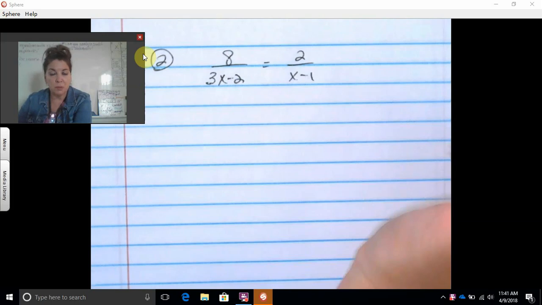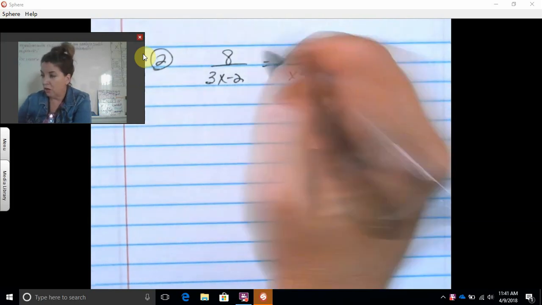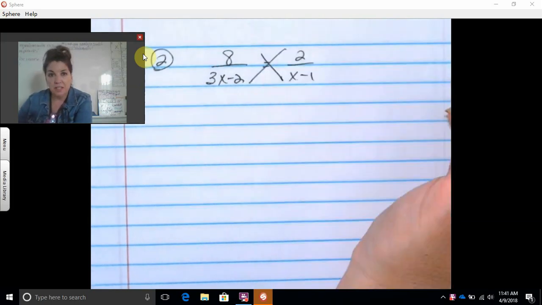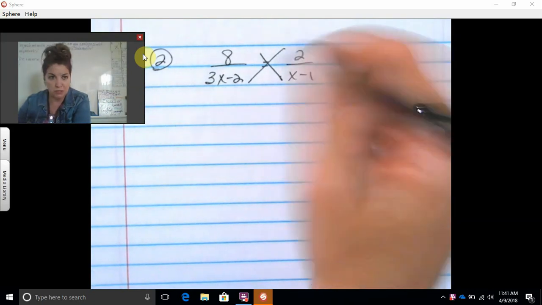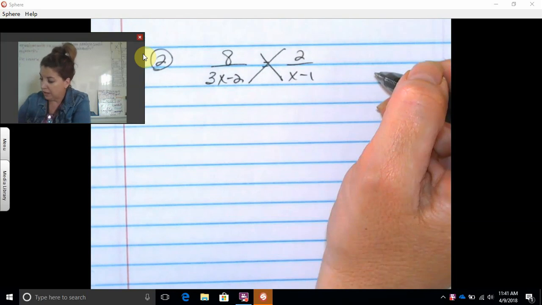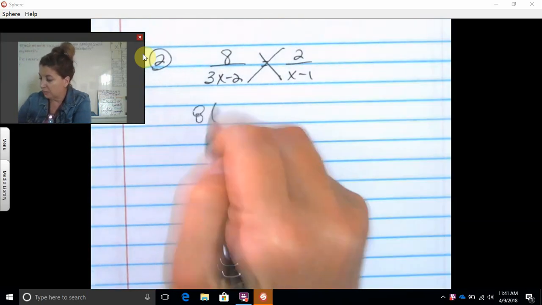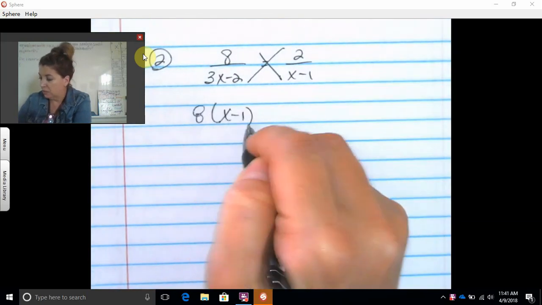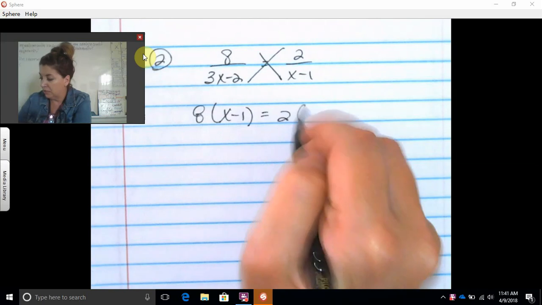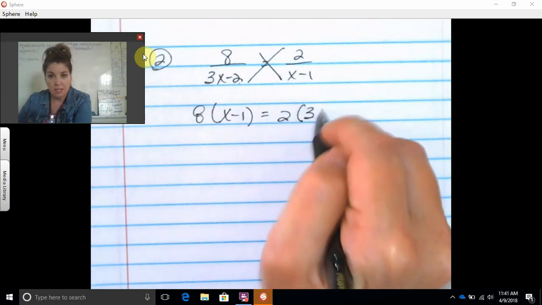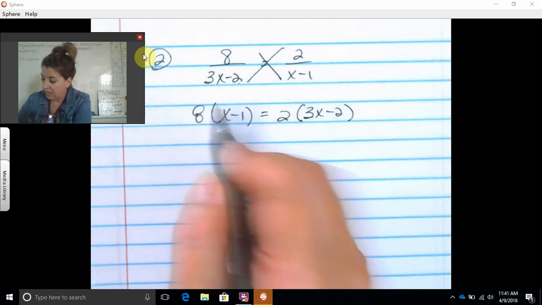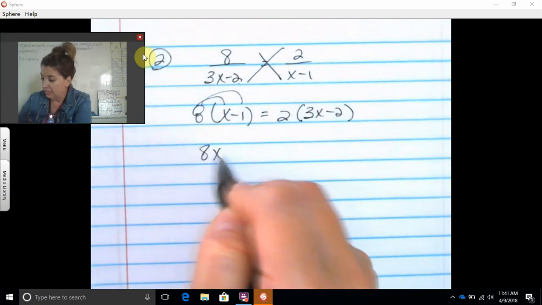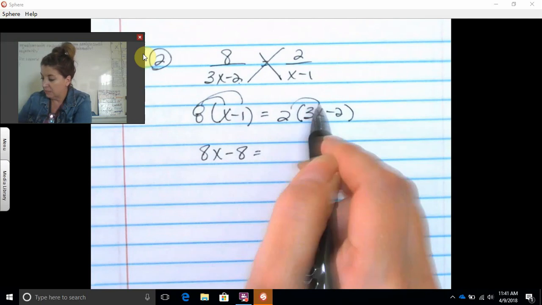Alright, so since this one's a proportion, then I can find the cross product, right? You can still find the least common denominator and cancel the fractions if you want to. You can do that, but because it's a proportion, you can find the cross product. So to do that, I would do 8 times (x minus 1) equals 2 times (3x minus 2). And then, of course, we just distribute to get rid of the parentheses. So that's 8x minus 8 equals 6x minus 4.